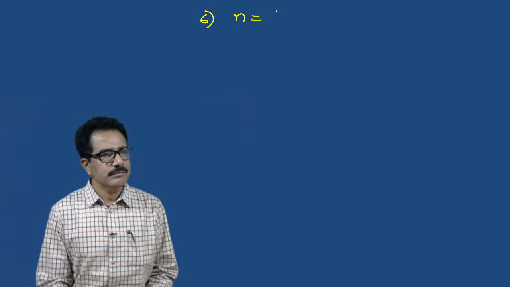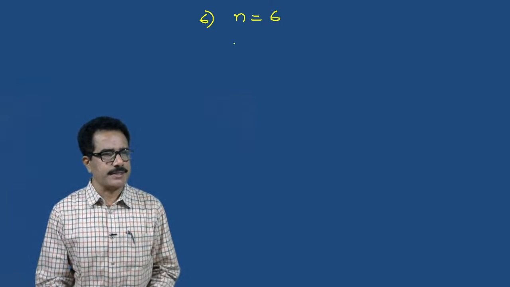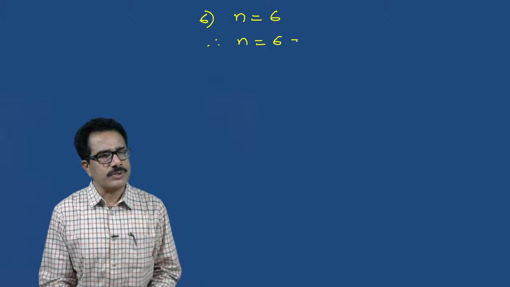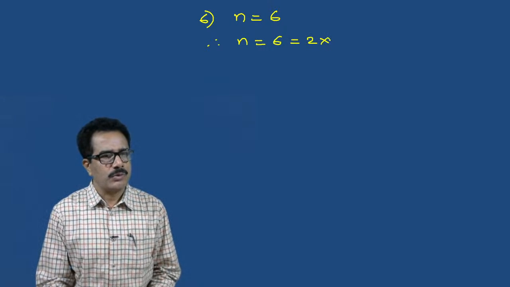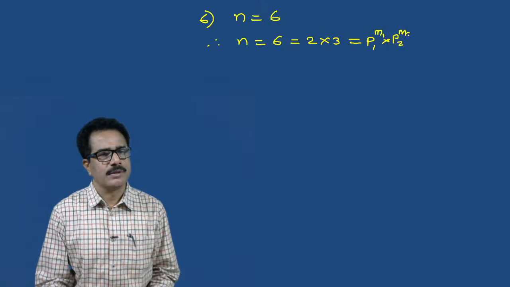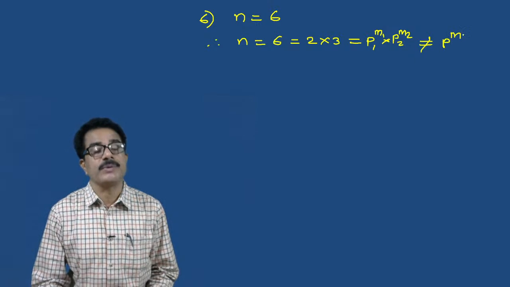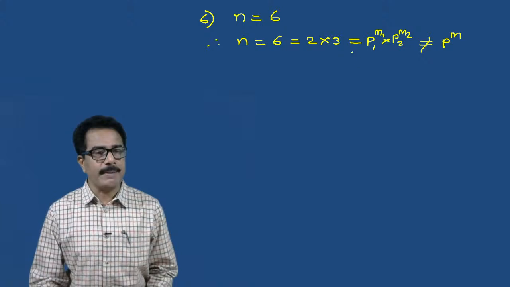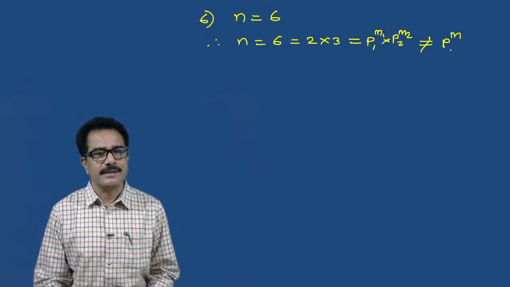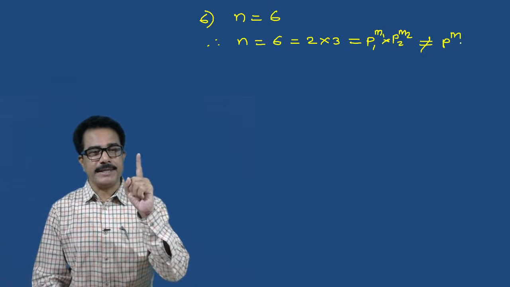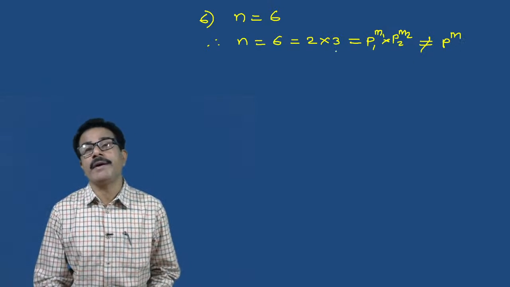6. For n is equals to 6, n is equals to 6 can be written as 2 into 3 which is of the form p1 raised to m1 into p2 raised to m2. So we can't write this as p raised to m. What we need is only p raised to m. Here p1 and p2 are different. Then we need only one prime and m greater than or equal to 1. Here two different primes came.